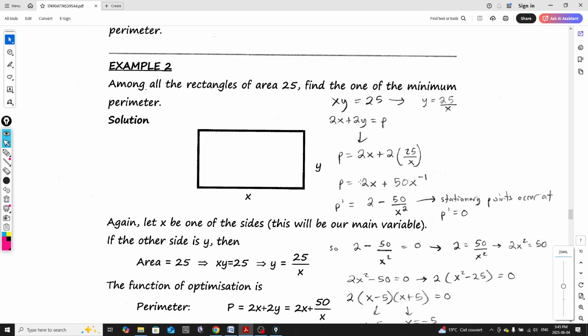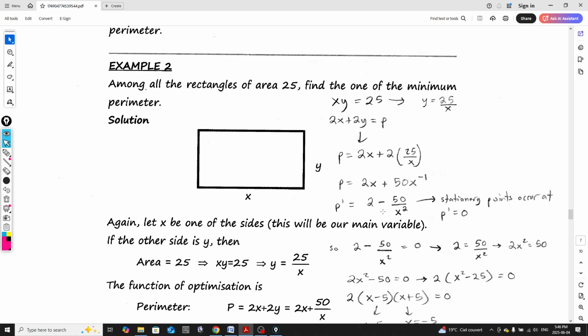That means I need to find a stationary point, so I need my first derivative. I'm going to get 2, and then bring this negative 1 down, so the negative 1 drops, and I subtract 1 in the exponent. So this becomes 2 minus 50x to the power of negative 2, or minus 50 over x squared.